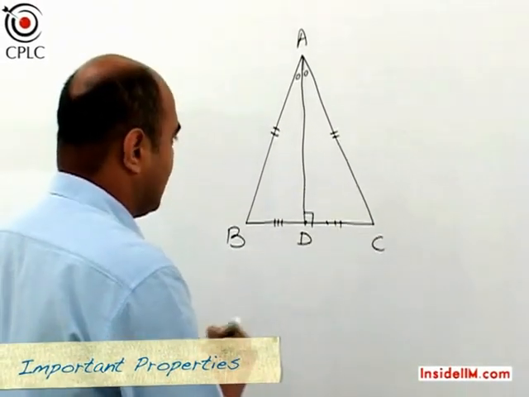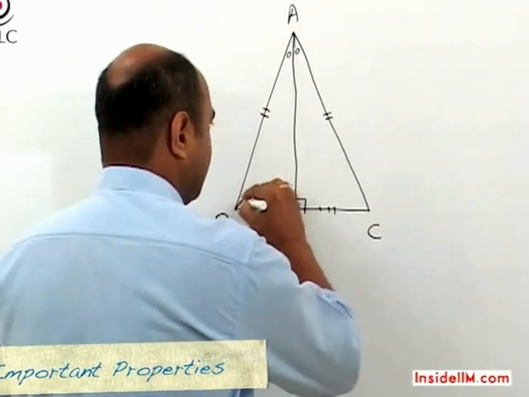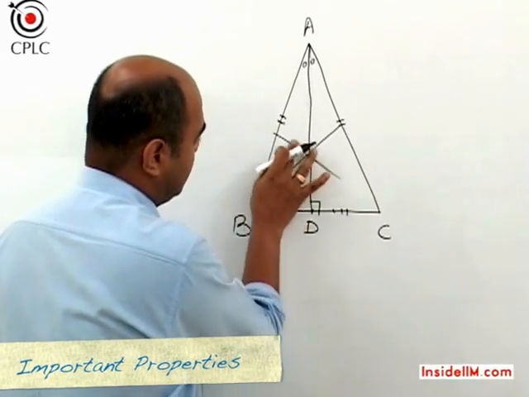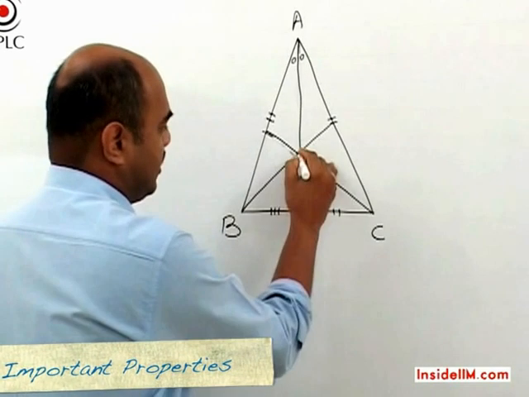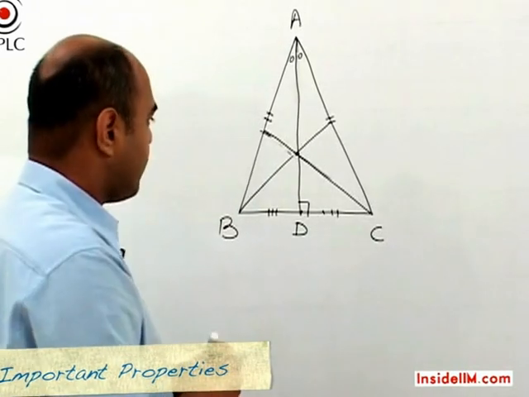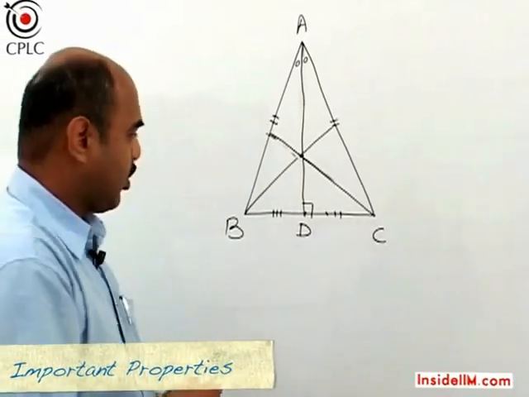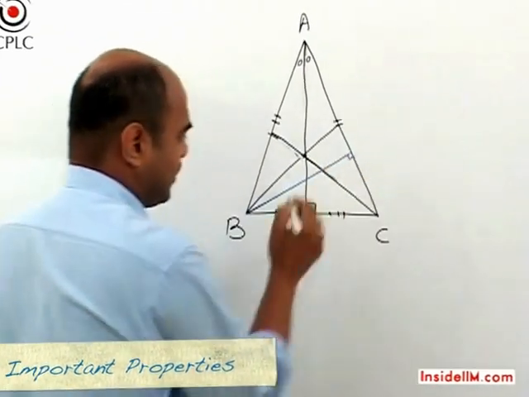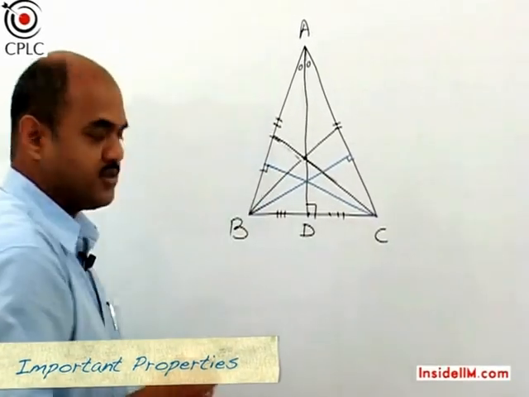So suppose I now draw the median from B, then that median would be something like this, and the median from C would be something of this type, and they meet at this common point called the centroid. Now instead of the median, if from B we draw the altitude, then it would be something of this type, and the third altitude would be something like this.